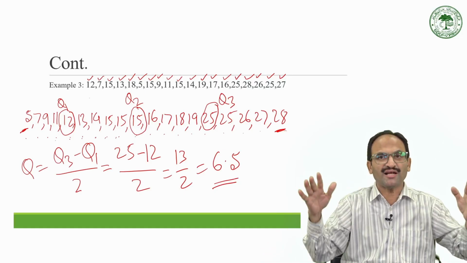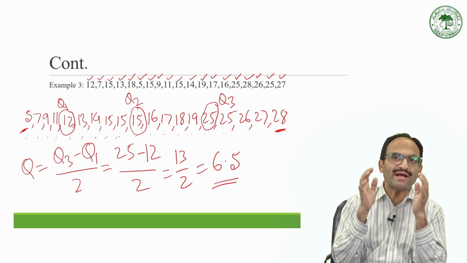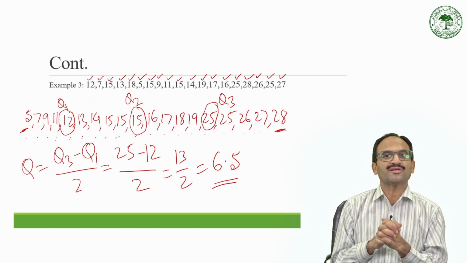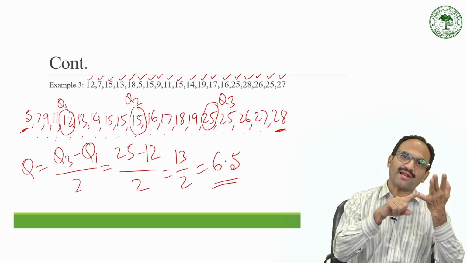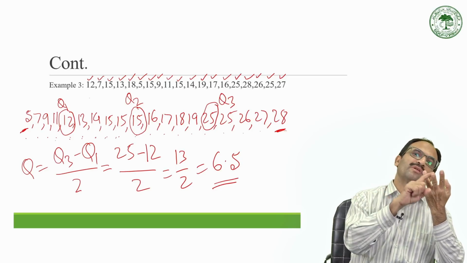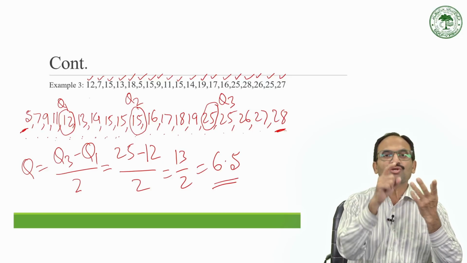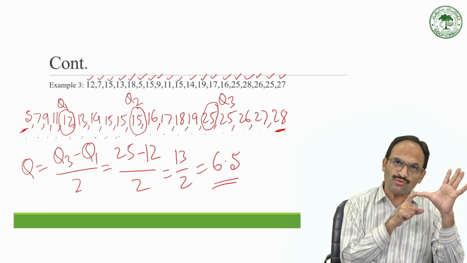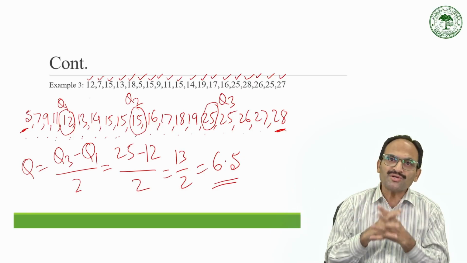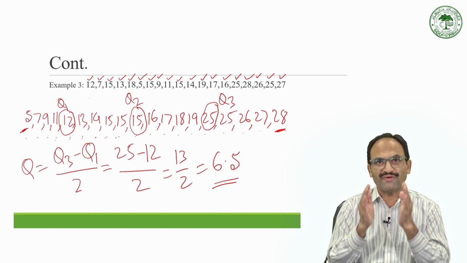So in a nutshell, let me summarize. If you have got some ungrouped data and you are required to calculate the quartile deviation, what will you do? Just arrange the numbers in ascending order, find out the median of the whole data, then the median of the lower part of the data, then the median of the upper part of the data. The median of the lower part will be Q1, the median of the upper part will be Q3, and finally use the formula Q equals Q3 minus Q1 upon 2, and definitely you will get the value of QD.